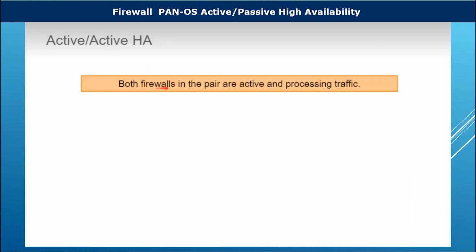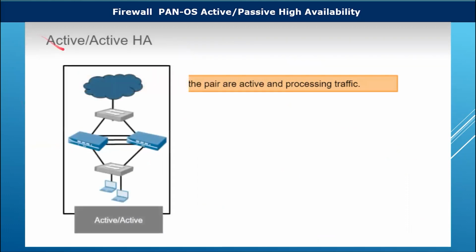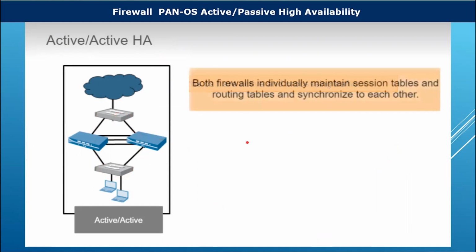So guys, in active active, both firewalls in a pair are active and processing traffic. So if we are talking about active active high availability, this firewall is also forwarding the traffic, and this firewall is also forwarding the traffic. Second thing is, both firewalls individually maintain the session table. In firewall one, we have one session table; in firewall two, we have a different session table. But in case of active standby, only one firewall will maintain the session table.